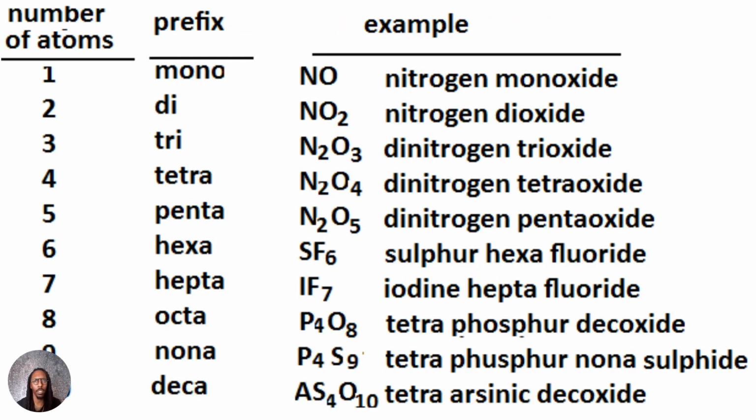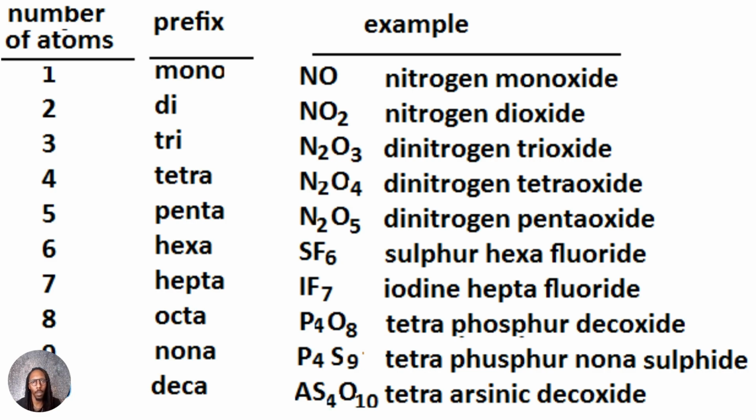Okay. So let's talk about, once again, those prefixes. I just want to show you a couple of examples. Mono means one. For instance, if we got NO, nitrogen monoxide is the name of NO. Now, I have a question. Dr. J, why is it not mono nitrogen monoxide? Well, the reason it's not mono nitrogen monoxide is because it's redundant.